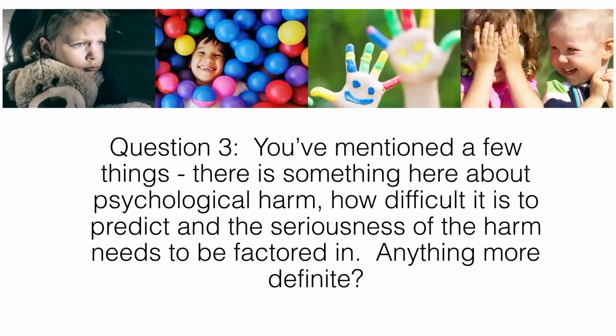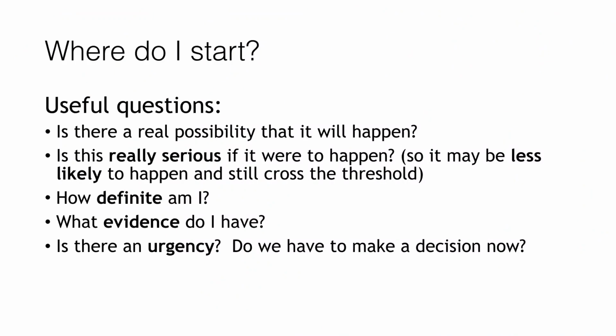So you've mentioned a few things. There is something here about psychological harm, how difficult it is to predict, and the seriousness of the harm needs to be factored in. Anything more definite? I think in these considerations, well, they do sound quite vague, don't they? So what is clear, what we need to remember, is that it has to be a real possibility. Serious predicted harm can be less likely to happen to pass the threshold.